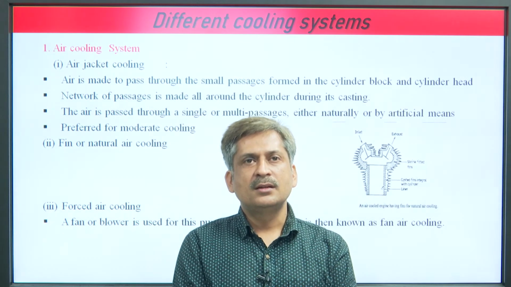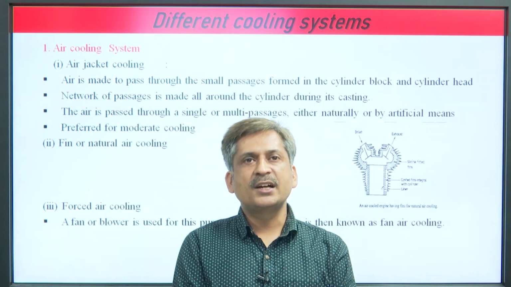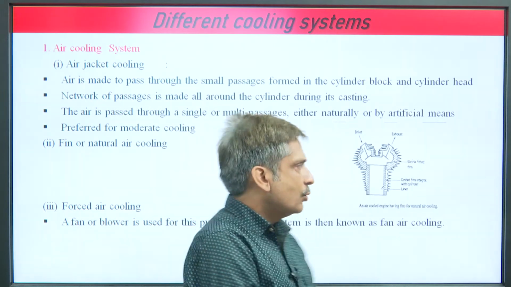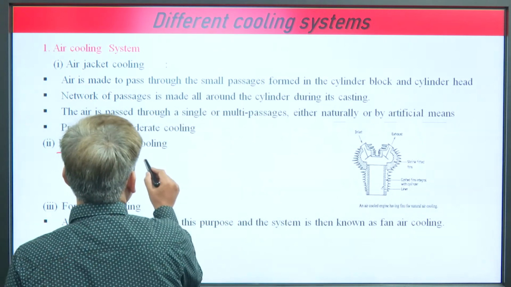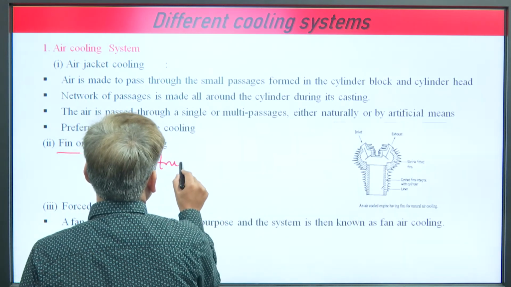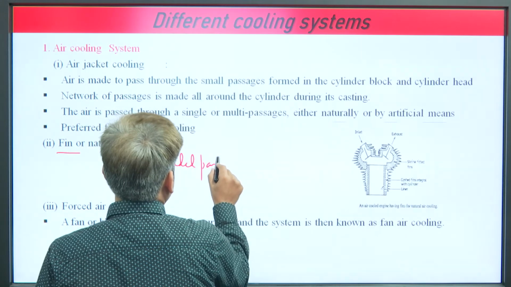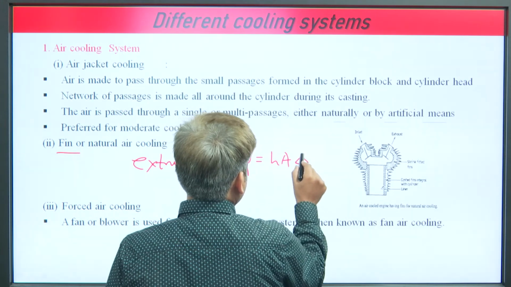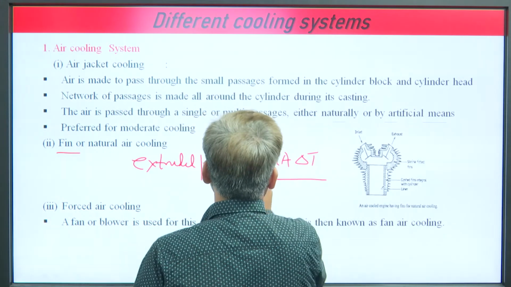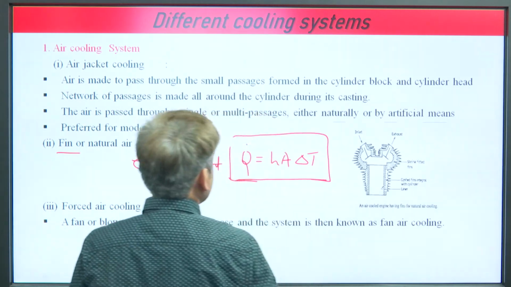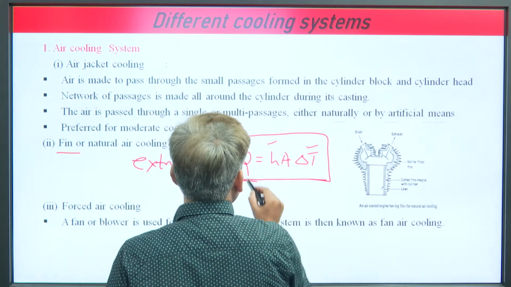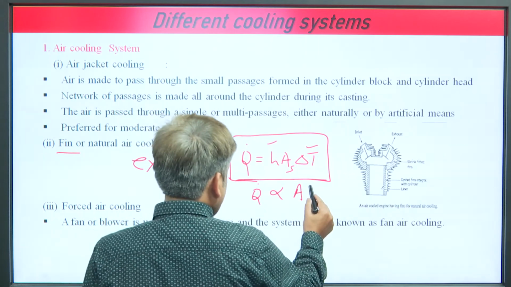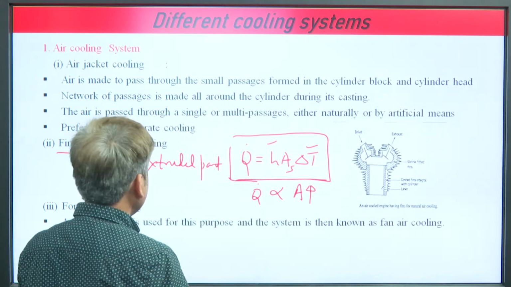The second one is an advancement of air jacket cooling: fin or natural air cooling. You know what fins are: fins are extruded parts. In a nutshell, Q is equal to h A delta T, from Newton's law of cooling. So, for given conditions, if delta T is fixed and h is fixed, then Q dot depends only upon the surface area A. If we improve the area, then the heat transfer rate is improved.